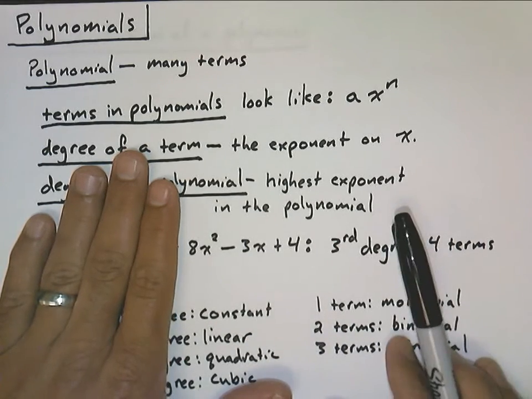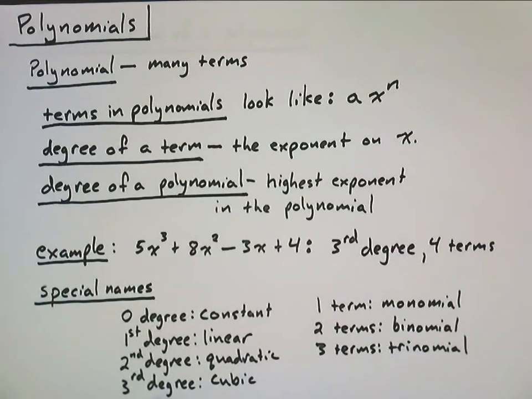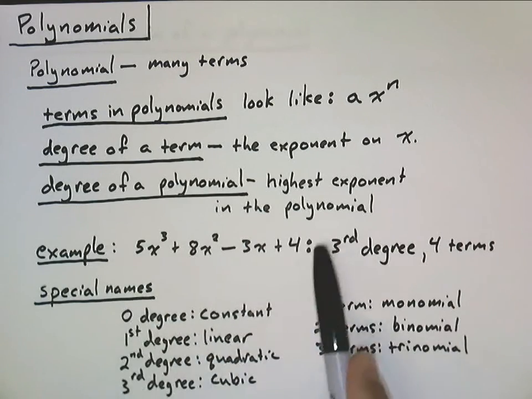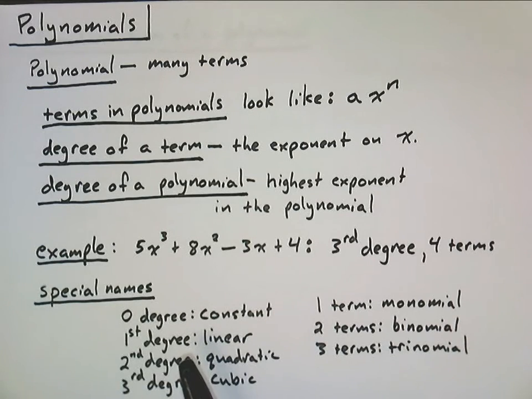Now we're going to extend it out a little bit more. If we have a third degree term, we call it cubic. That would be this term right here, the 5x cubed. Or we say that this entire polynomial is cubic. There are some other ones, quartic for 4th degree, quintic for 5th degree. We never use those really, we just say 4th degree, 5th degree, and so on up 6th degree, 7th degree.